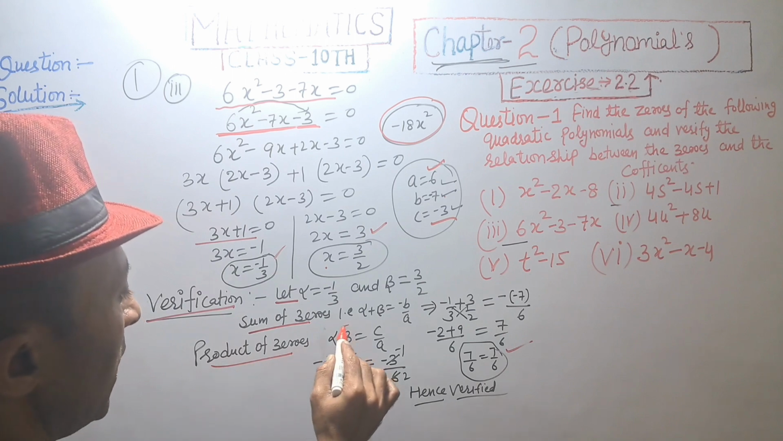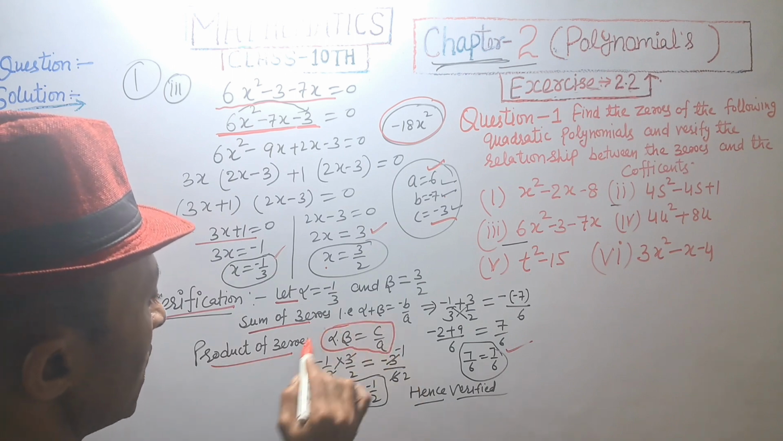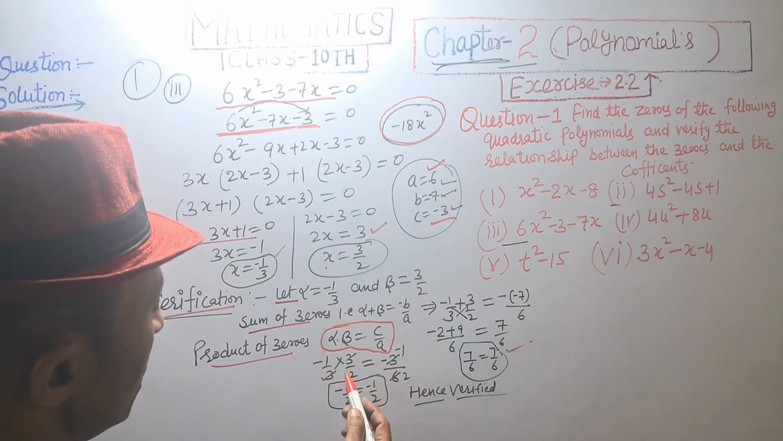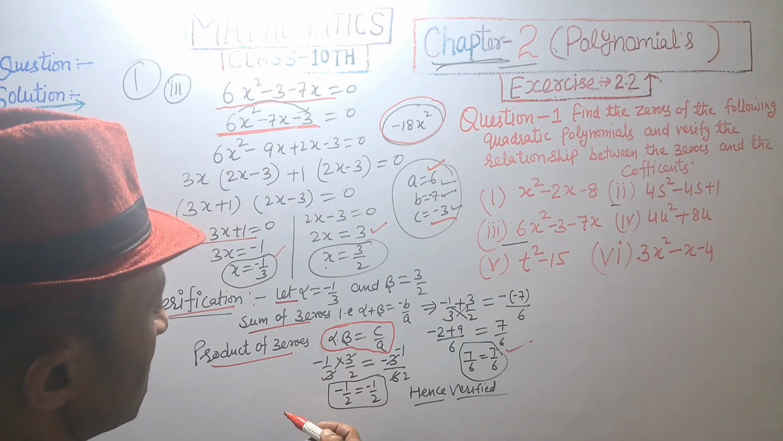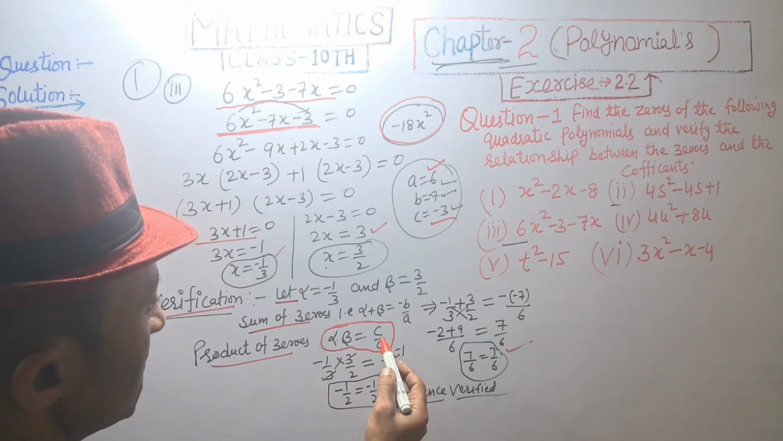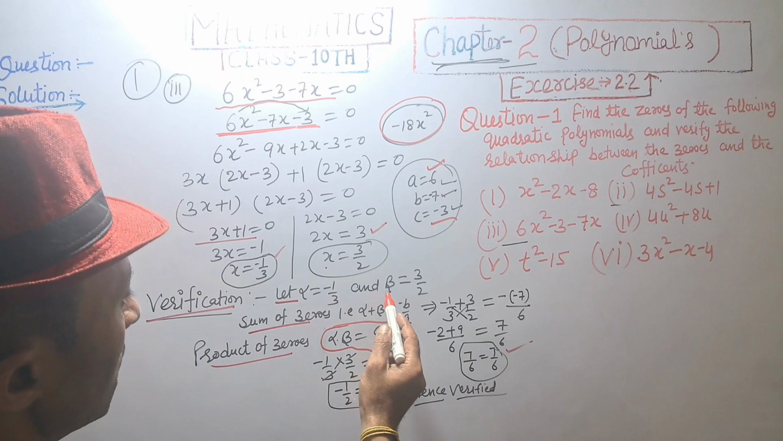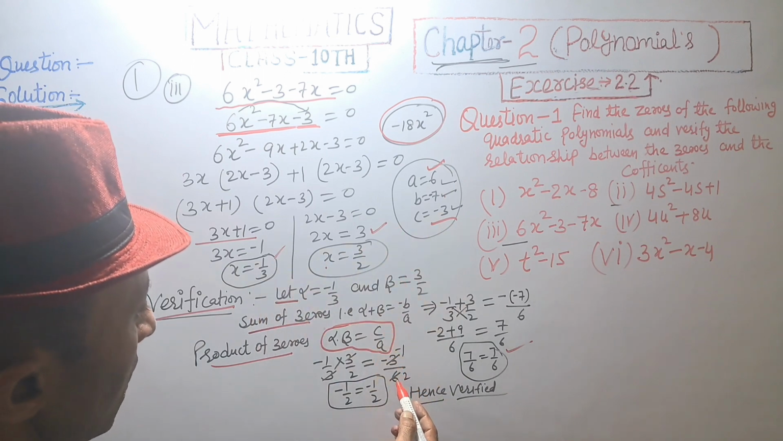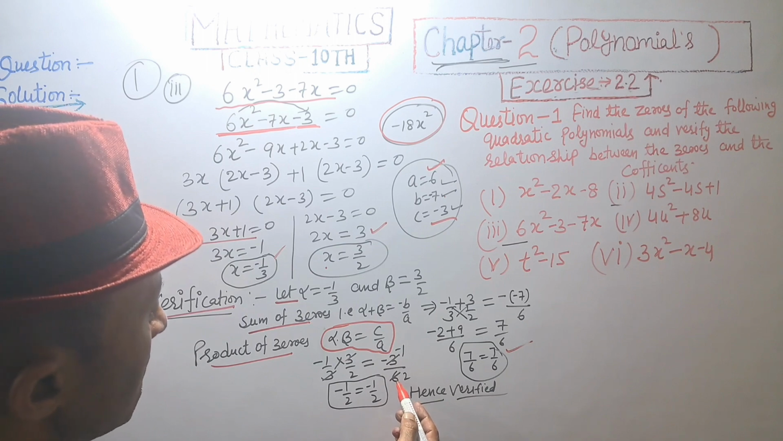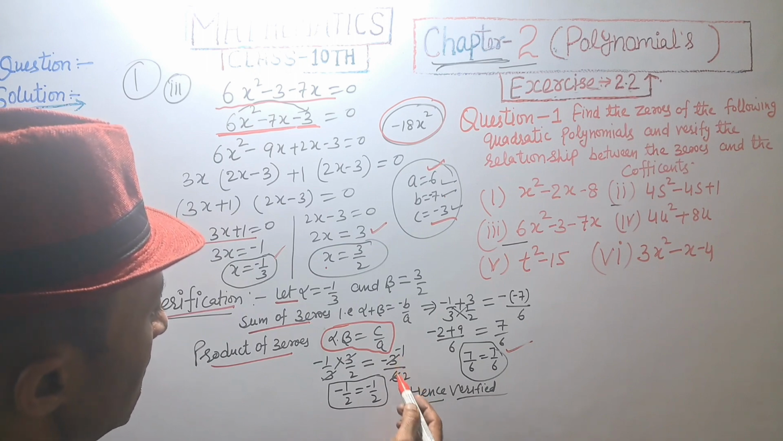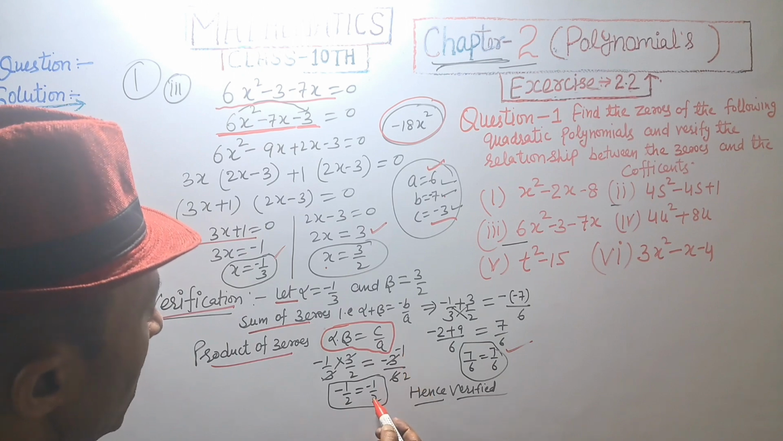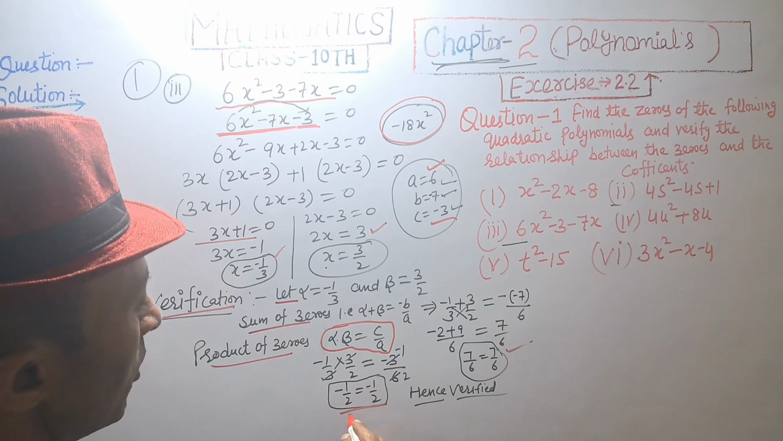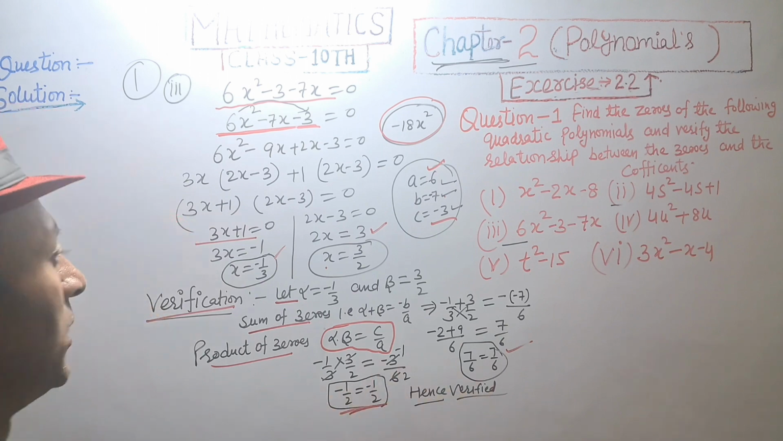Product of zeros is alpha into beta is equal to c upon a. Alpha is -1/3 and beta is equal to 3/2. 3 is cancelled. Minus value of c is -3 upon a is 6, and this is 3 2s are 6, -1/2, 3 is cancelled, -1/2. Left hand side equal to right hand side, hence verified.